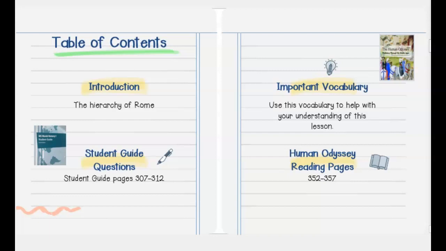Table of contents. First, we're going to talk about the introduction, the hierarchy of Rome. Student guide questions, student guide pages 307 to 312. Important vocabulary in this lesson will be at the end just to help confirm anything that you may have questions about. And then Human Odyssey reading pages 352 to 357.